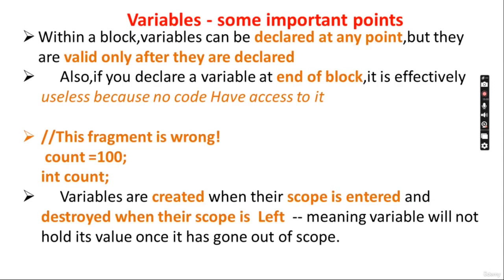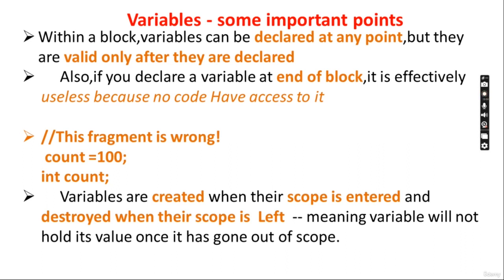Now we will see some important points regarding variables. Within a block, variables can be declared at any point, but they are valid only after they are declared. You can declare the variable at any place throughout your code, but before usage you should declare the variable. After usage, if you are declaring, it will throw an error because the compiler does not know what type of variable you are creating. So you have to specify before usage which type of variable you are creating. Okay, and what is the initial value, that is the initialization part.